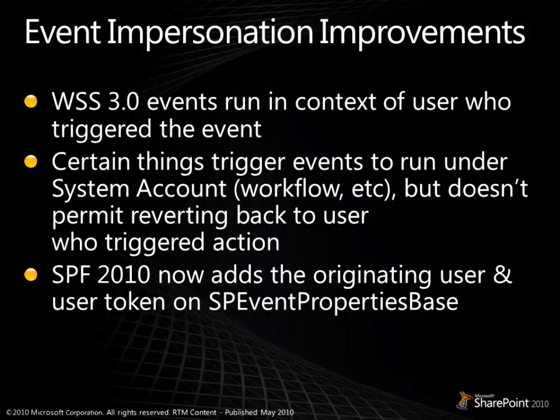In WSS 3.0, when a workflow triggered an event by adding or changing something in a task list, the task item's identity would be the system account that executed the workflow. This was not that usable information for the developers. In SharePoint 2010, same is still true, but the SPEventProperties base class now contains properties that contain the username and a user token of the person who actually triggered the effective action. This information can be used in a code to generate proper information for the lists.